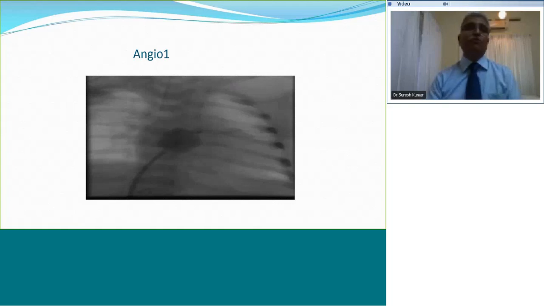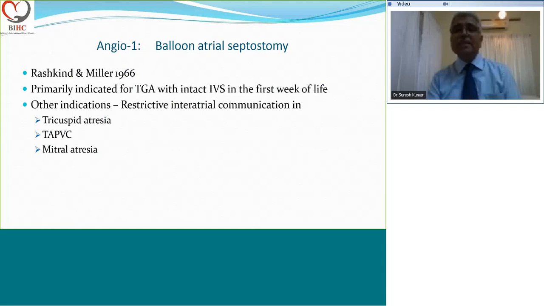I wouldn't wait for that. You know that it's normally or most commonly done for TGA intact septum. You could also use it in any other situation where there is a restrictive interatrial communication and you want an adequate interatrial communication. The situation could arise in tricuspid atresia, anomalous total veins, or mitral atresia. So something very simple. Now look at this angio.